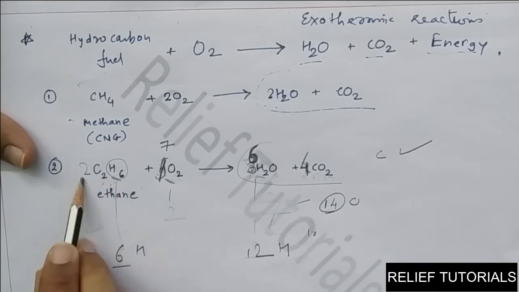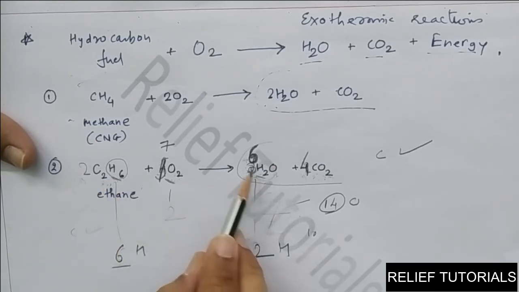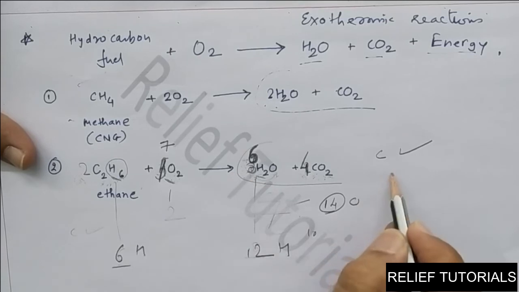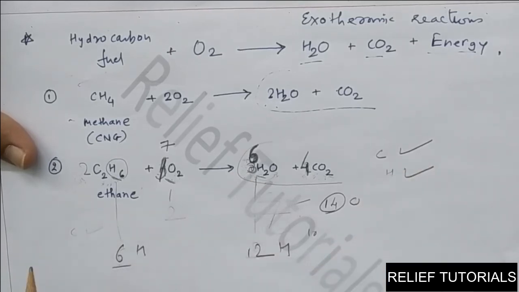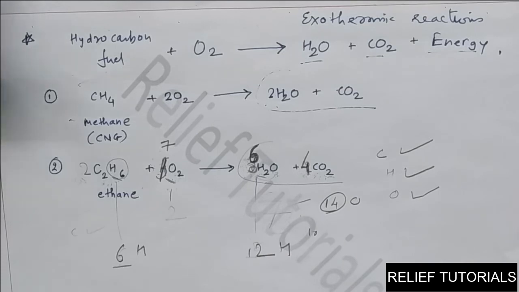Hydrogen 6 2s are 12. Here also 6 2s are 12. So hydrogen is balanced. Oxygen 7 2s are 14. Oxygen 4 2s are 8 and 6 will be 14. So it is again balanced. So this is the way we can balance the chemical equation. This is somewhat typical. Whenever you start balancing, use pencils, because many times you have to re-add and change the numbers.